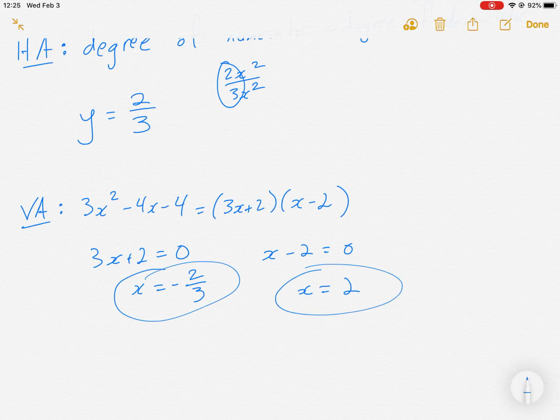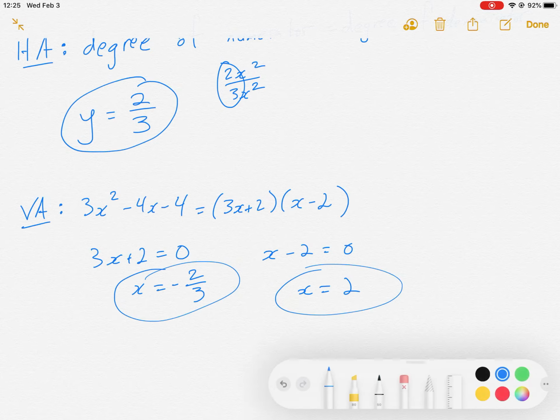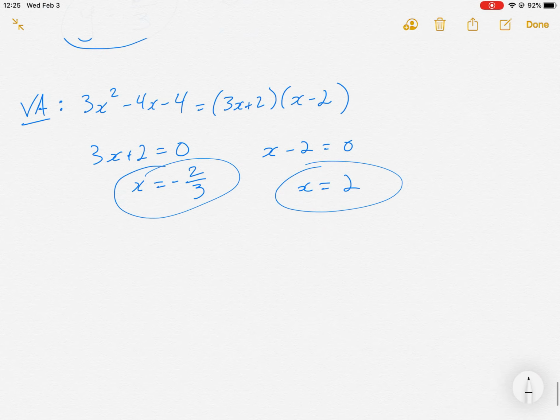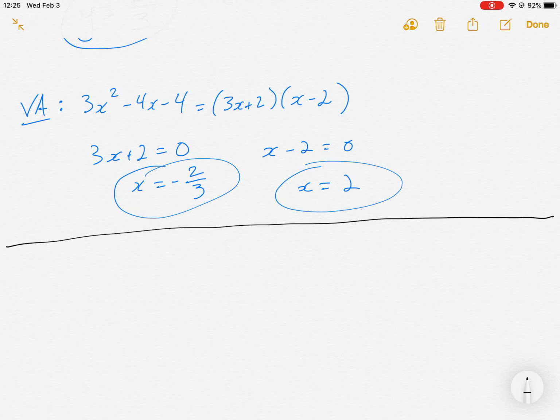Now you've seen a complete problem in terms of solving for the horizontal and vertical asymptotes. We'll see more complete problems later on where we also do the intercepts, but again, this was just a reiteration of what we did in the previous video on asymptotes. Now, let's get into discontinuities.